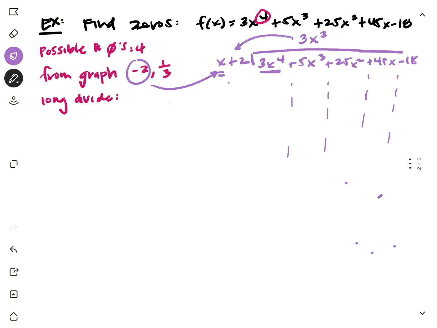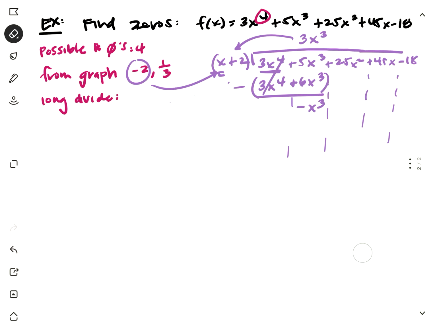Now what we're going to do with that 3x cubed is multiply it back into our x plus 2. So 3x cubed times x is 3x to the 4th. If we did that correctly, it should always come out equal to the thing above it. We're also going to do 3x cubed times 2. 3x cubed times 2 is 6x cubed. Positive. Okay, and then next step is we subtract. If we did it correct, again, these two terms here are going to subtract out. That's going to be 0. And then 5x cubed minus 6x cubed is negative x cubed.